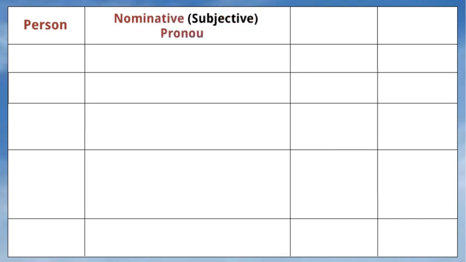Let us learn it with the help of a chart. In the first column, we will see person. In the second column, we will see nominative pronoun or also known as subjective pronoun. In the third column, possessive pronoun. And in the fourth column, accusative pronoun, which is also known as objective pronoun.